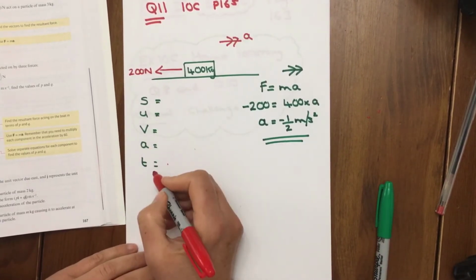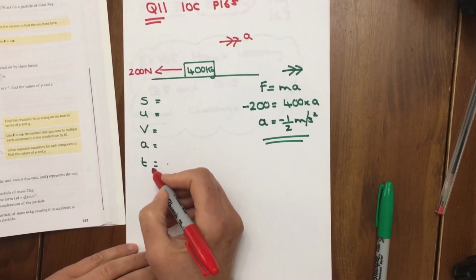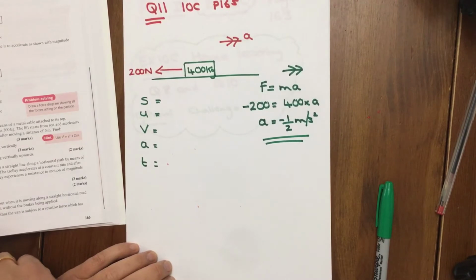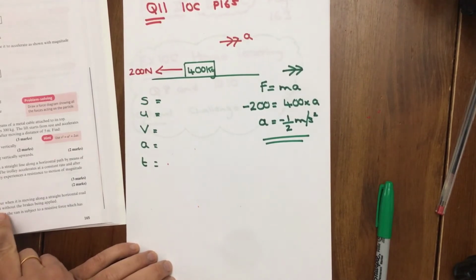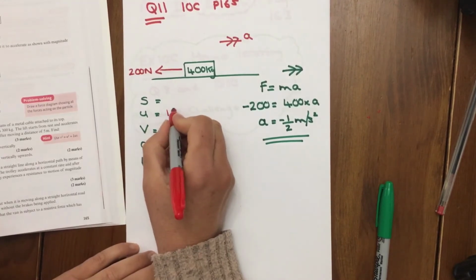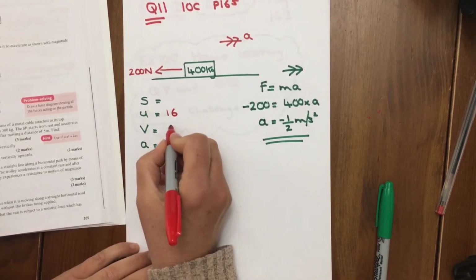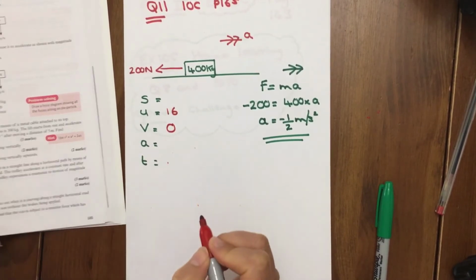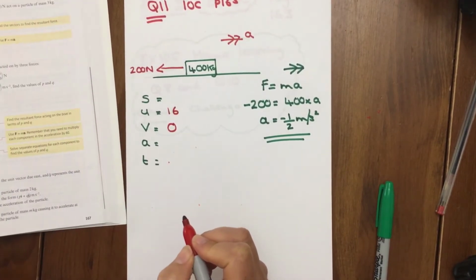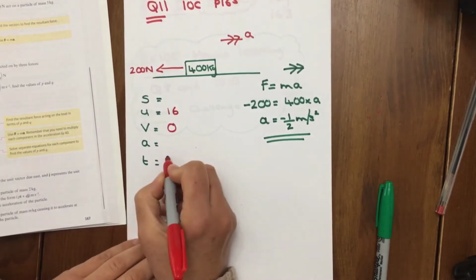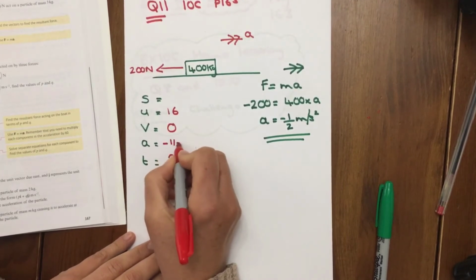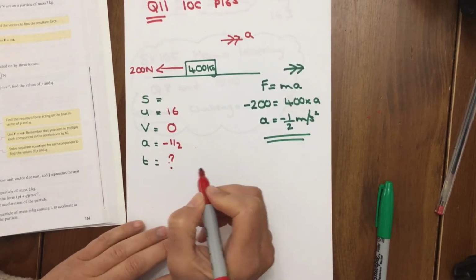So let's look at now my suvat. What have I got here? You're told the engine of a van is that mass. It's moving along a straight horizontal road with a speed of 16. It comes to rest, so 0, and you want to find the time that it takes, the time it takes for it to come to rest. And we know the acceleration is -1/2.